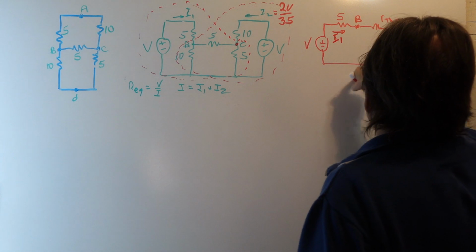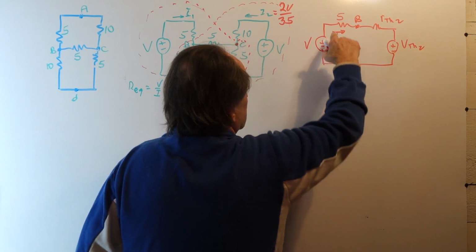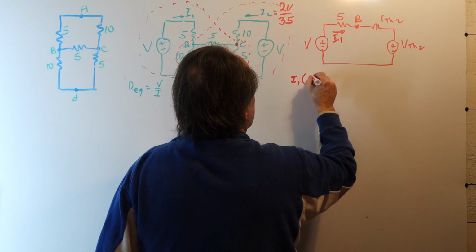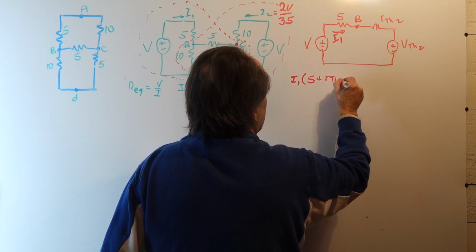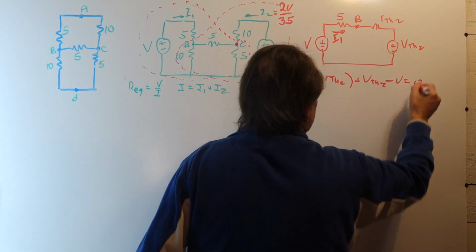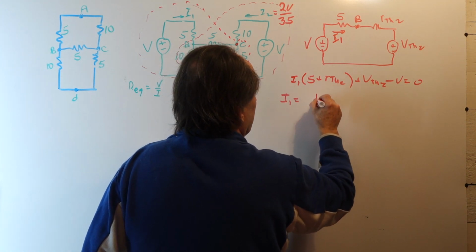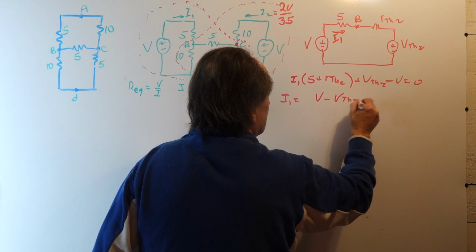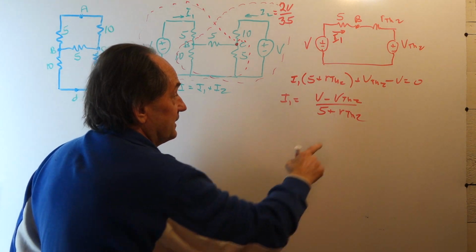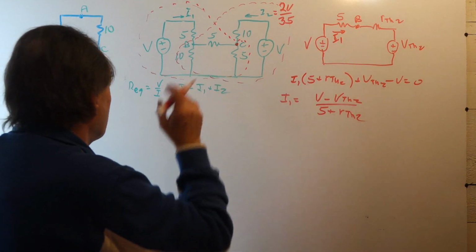And this is a simple series network. We can write our equation here by summing Kirchhoff's voltage law around the loop. We have I1 times 5 plus RTH2 plus VTH2 minus V is equal to 0. In solving for I1, I1 then will be equal to V minus VTH2 over 5 plus RTH2. So we know V, we need to determine VTH2 and RTH2 to solve for I1.